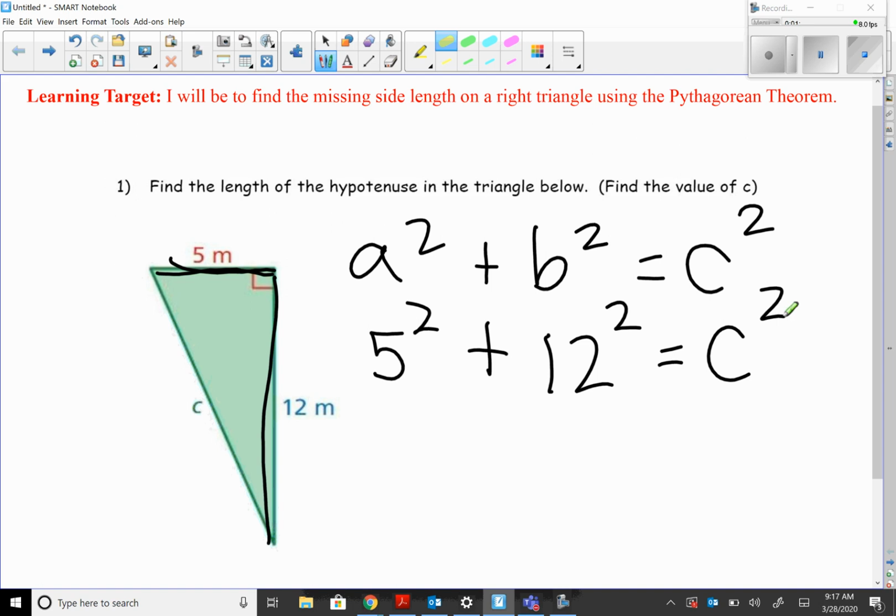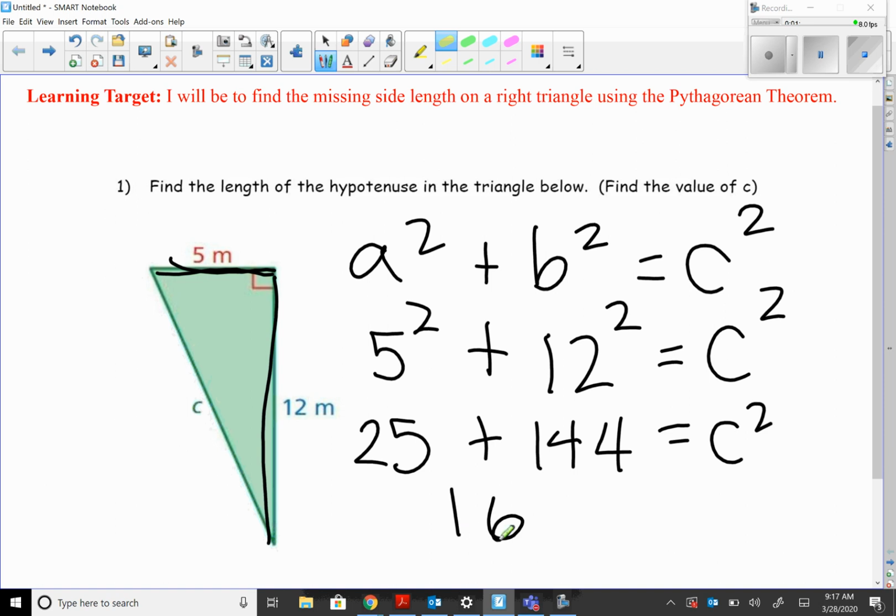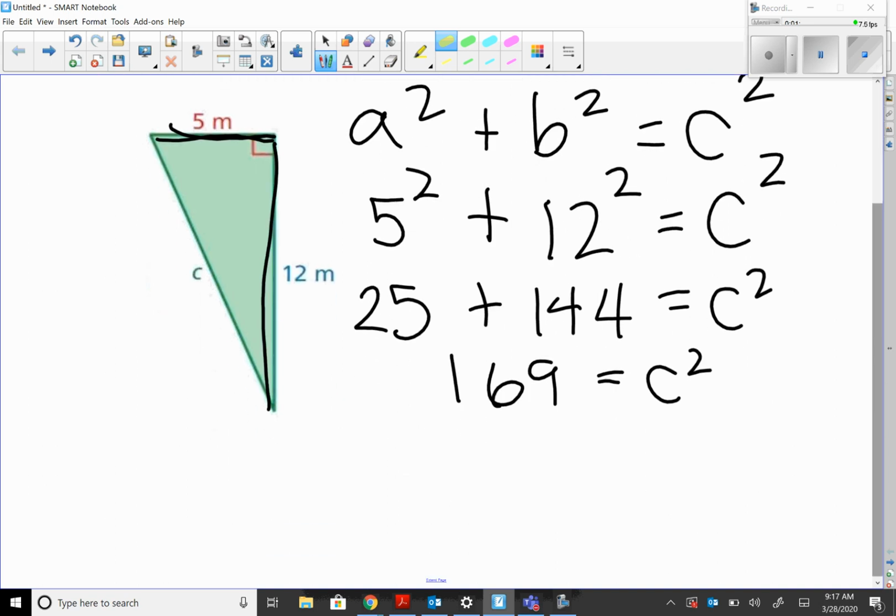So now let's go ahead and solve that equation. 5 squared is 25, and 12 squared is 144. And those two are supposed to equal c squared. And then when I add 25 and 144 together, I get 169. So c squared equals 169.